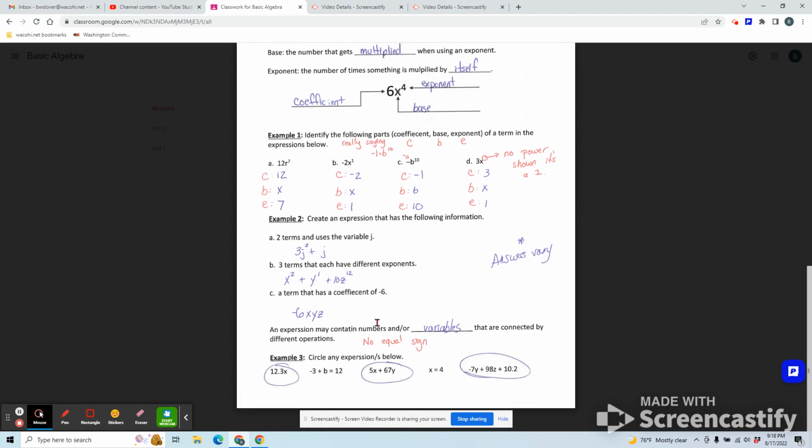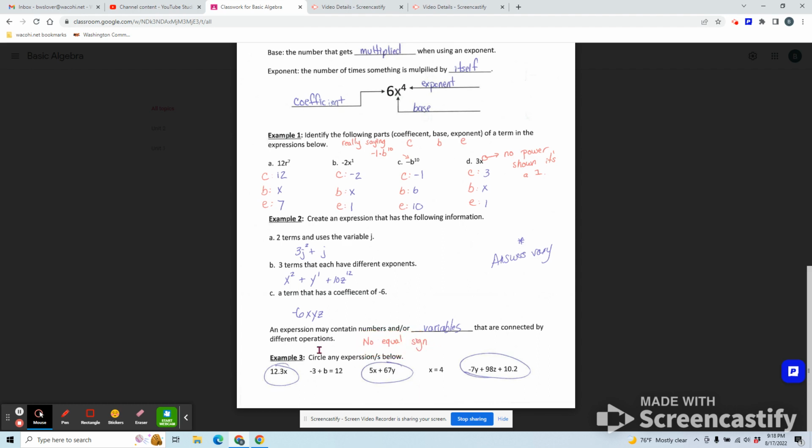And then the last part, let's talk about an expression. An expression may contain numbers and or variables that are connected by different operations. So an expression is something that has no equal sign. So there is no equal sign in an expression. Very important to understand that.